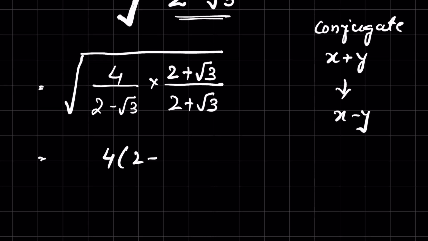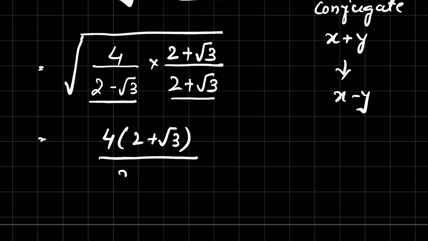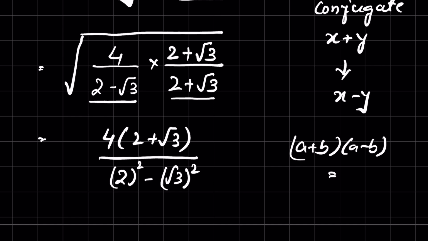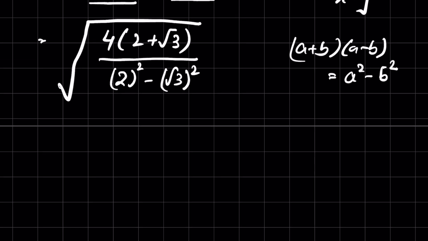Now this is 4 times 2 plus square root of 3 upon, and this is in the form of difference of squares, a plus b times a minus b. So this will be 2 square minus square root of 3 square, because a plus b times a minus b is equal to a square minus b square. This is under square root.